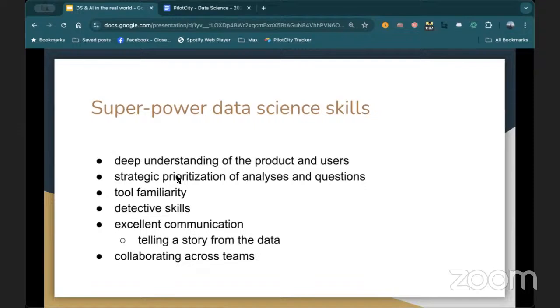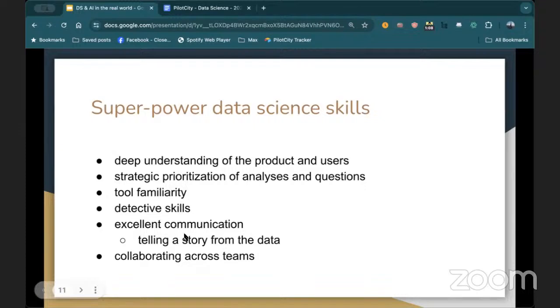There's tool familiarity, knowing how to use the dashboarding tools, the SQL, even slides, and that goes into communication. And the detective skills are kind of like the first one, where you often are basically like a detective. The question to you is, for example, why are users dropping? Or what should we choose, A or B? And then you have to go deeply into each of those and provide all the research that you can. And you have to communicate it very clearly.